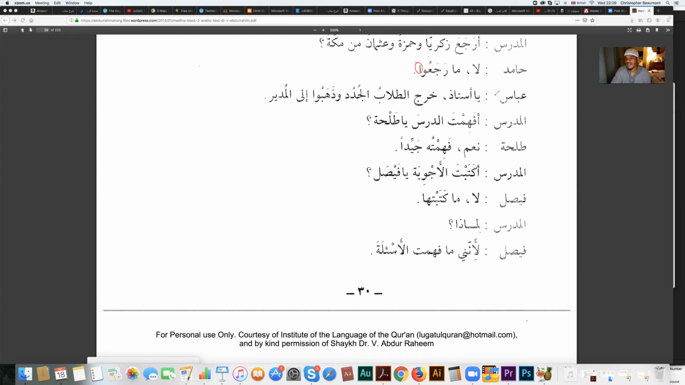Then Abbas, he goes on to say, Ya ustadh, kharaja, yani, which we all know means to leave, right? Or we can say he left. خرج الطلاب الجدد وذهبوا إلى المدير. Fantastic question, sentence right here. So this means that the new students left. Look at that order. The new students left. No wonder why we've been a bit confused.